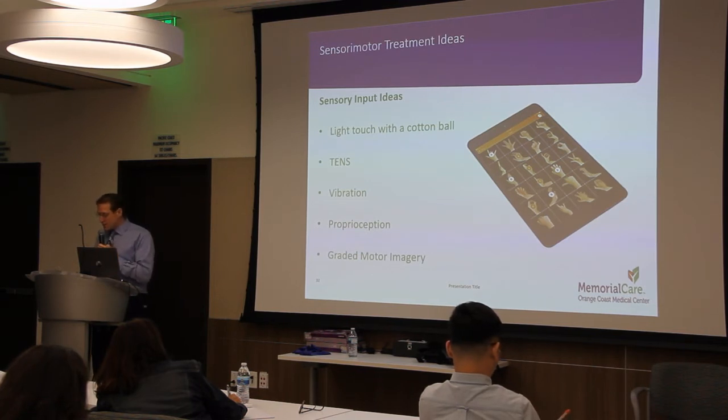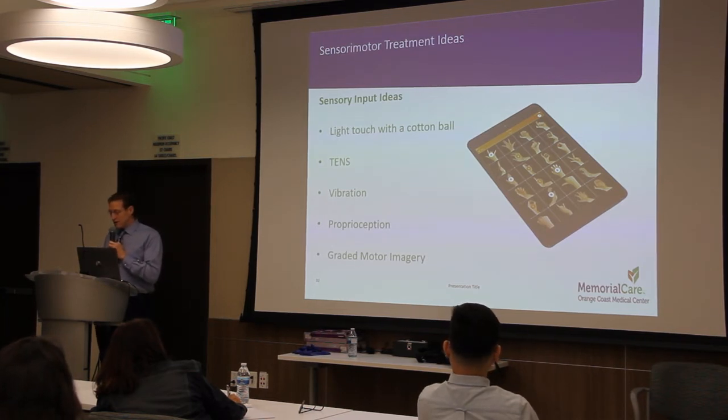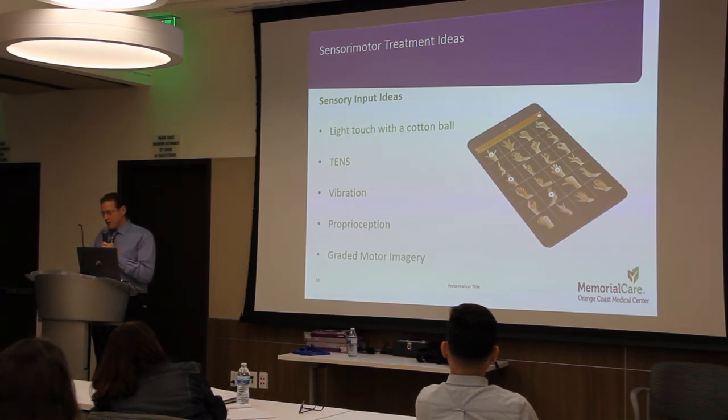Many other things can be done as well from a sensory motor perspective. For example, light touch with a cotton ball. Touch a body part most commonly affected by cervical dystonia with a cotton ball and ask the patient to identify it. Can they pick up where that cotton ball is touching? This activity can be modified by touching a body part and asking the patient to identify the body part from a display sheet full of body part images.